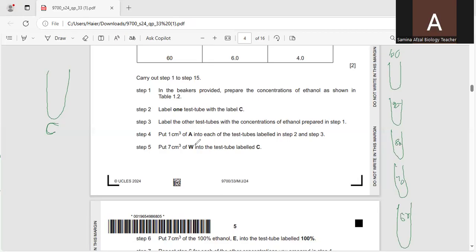So, label one test tube with the label C. We have labeled C. So, this is the control. C stands for control. Label the other test tubes with the concentrations of ethanol prepared in step 1 as 100, 90, 80, 70, and 60.